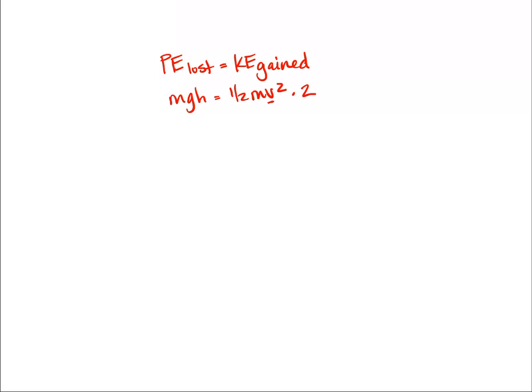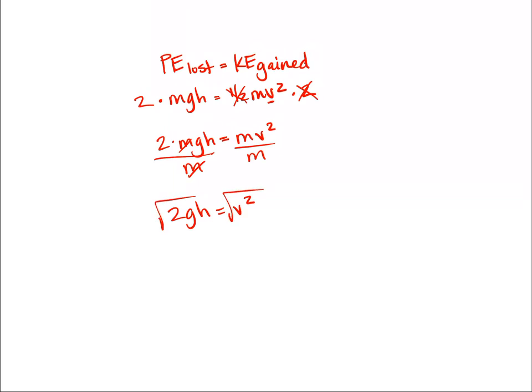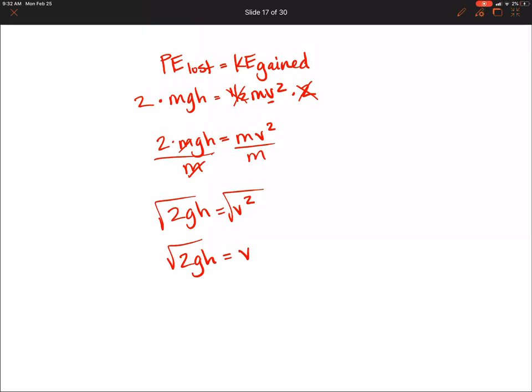When I multiply by 2, that's going to cancel that. But what I do to one side, I have to do to the other. Okay, so right now I have 2 times mass times gravity times height equals mass times velocity squared. All right, so now I need to get mass out of this right side. So I'm going to divide by mass. Well, that's going to end up canceling mass. So now I have 2 times gravity times height is equal to velocity squared. Well, how do I get rid of a square? I square root it. Okay, so now I have the square root of 2 times gravity times height is equal to velocity.